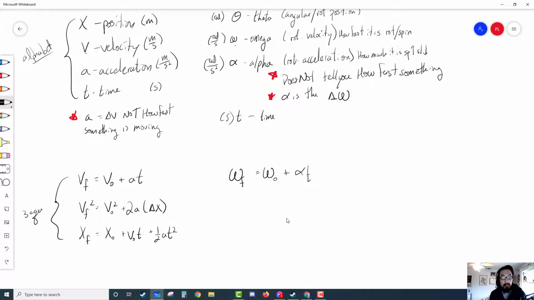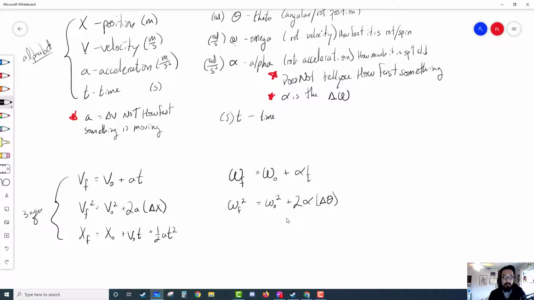The next, we have VF squared. So instead of saying V for velocity, we look at the chart and say V is analogous to omega. So we say omega final squared is equal to omega initial squared plus 2 times, instead of A for acceleration, alpha, times the change in position. And our change in position is our theta. So that's equation number 2.